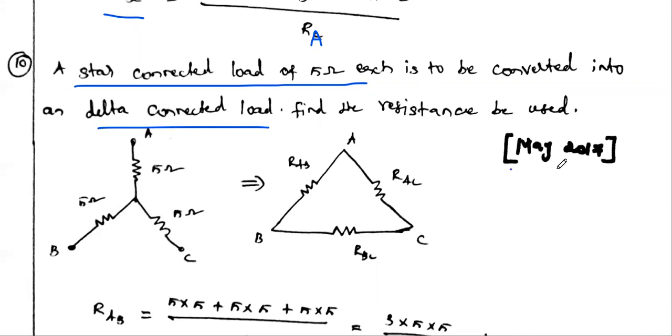So this is a May 2017 question. We have to convert into delta. So what is the answer? If the resistance in the star network is equal, then the resistance in the delta network is nothing but 3 times this resistance value. So 3 into 5, 15.